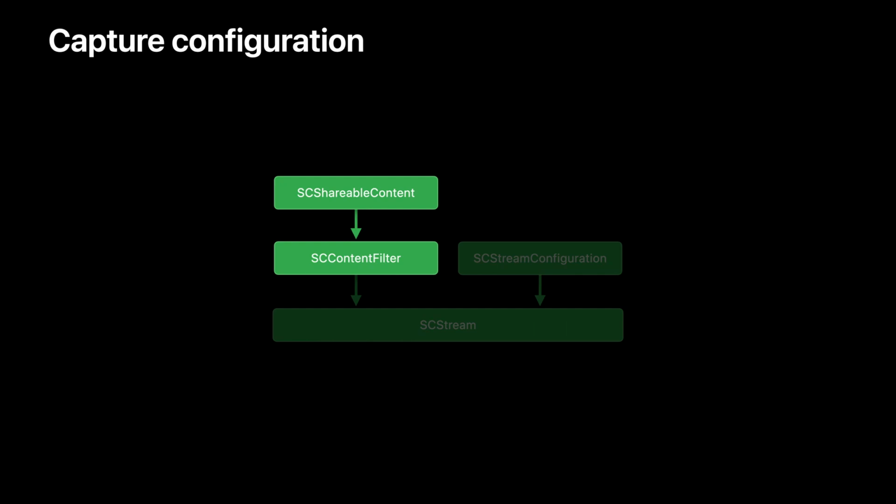In addition to content filters, ScreenCaptureKit provides quality and performance controls that can be adjusted per stream. These controls can be set in SCStreamConfiguration. Some of the video controls include output resolution, frame rate, and whether or not to show the mouse cursor. On the audio side, you can enable audio, change the sample rate, and adjust the channel count. I'll take you through some scenarios where these parameters might come into play.